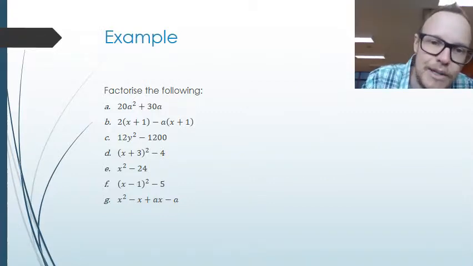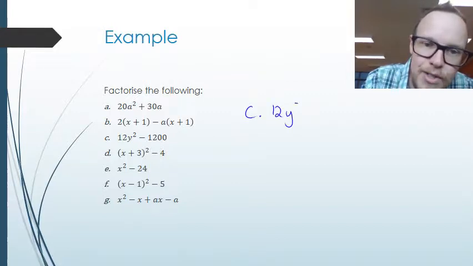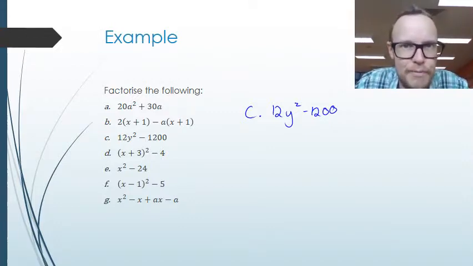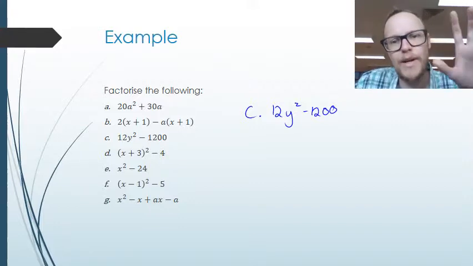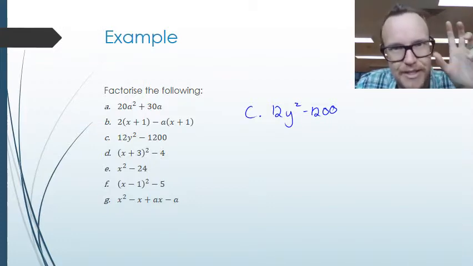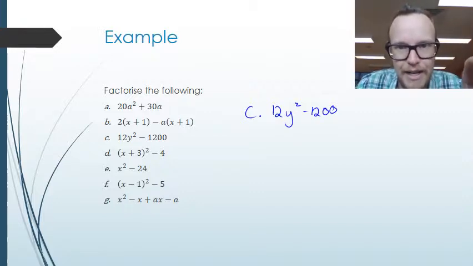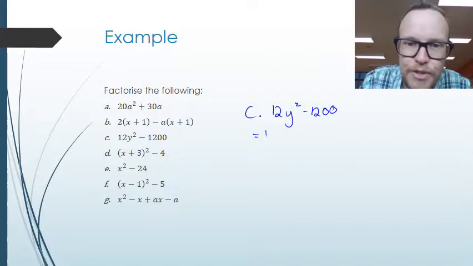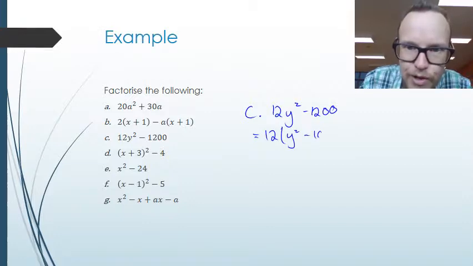Looking at c now, I've got 12y squared minus 1200. Now this one's a little bit deceptive. It looks like a difference of perfect squares, but 12 itself isn't a perfect square, and 1200 isn't a perfect square either. However, when I'm faced with a question, I can try to factorise by simplifying. If I can simplify this further and find a common factor, maybe it will help me factorise it even further. A common factor between both of these terms is 12. So if I take 12 outside the brackets, I'm left with y squared minus 100.